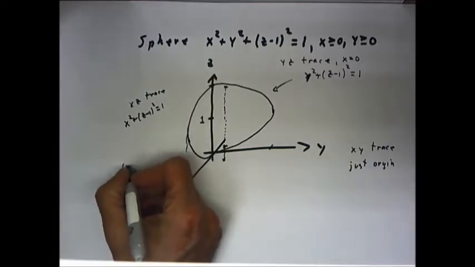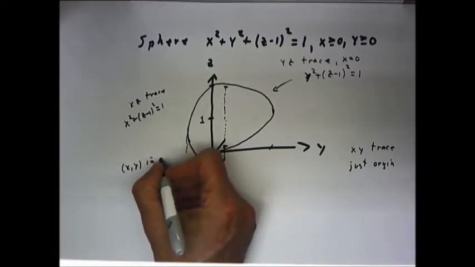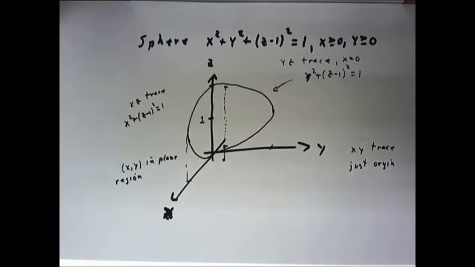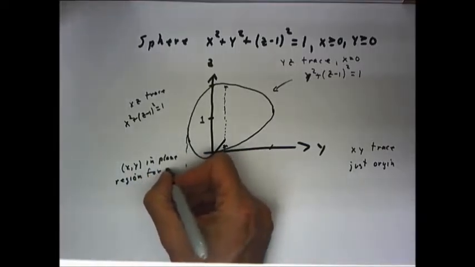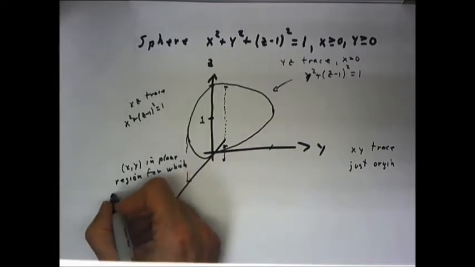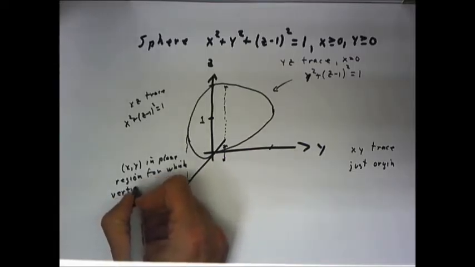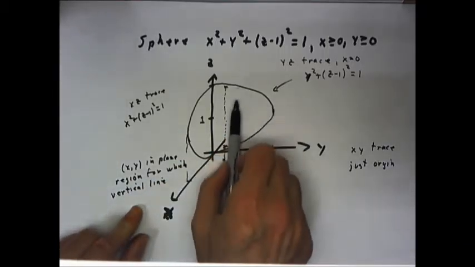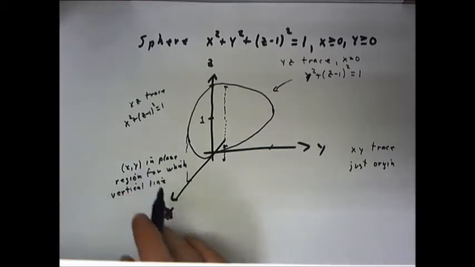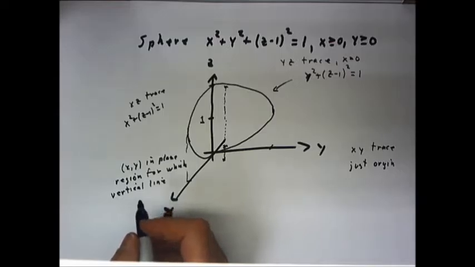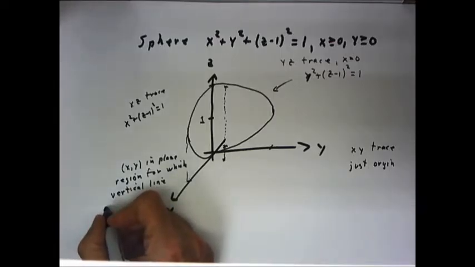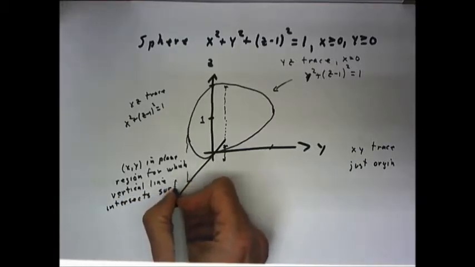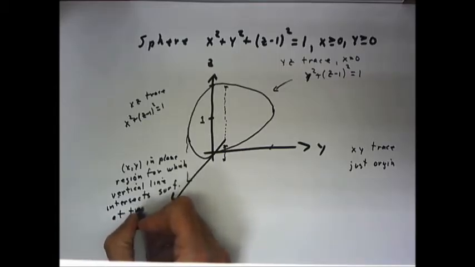So here's a point xy in the plane region for which a vertical line, and that's kind of a vernacular term, that just means a line in the z direction in this case, and so that terminology should be implicit, intersects our surface at 2 points.